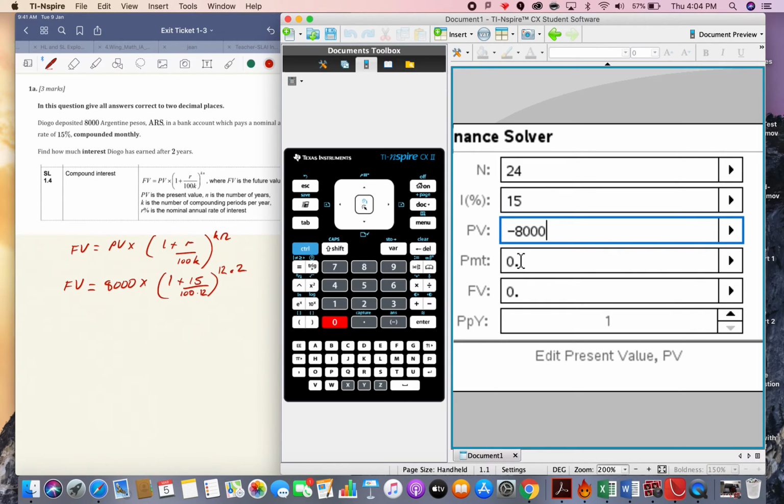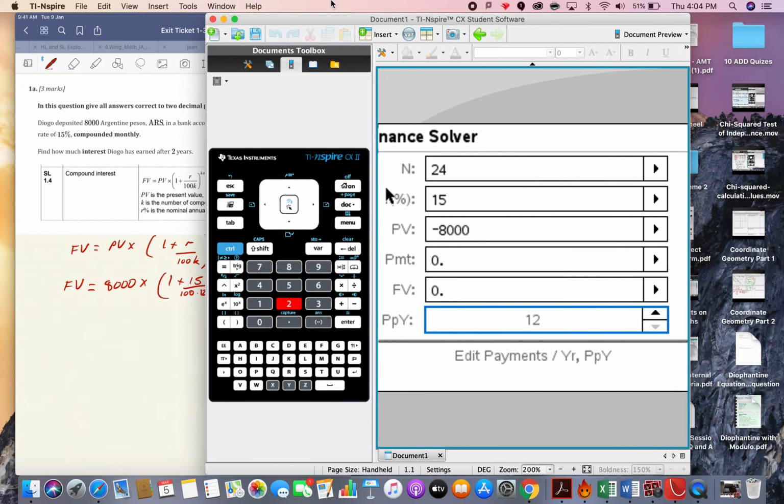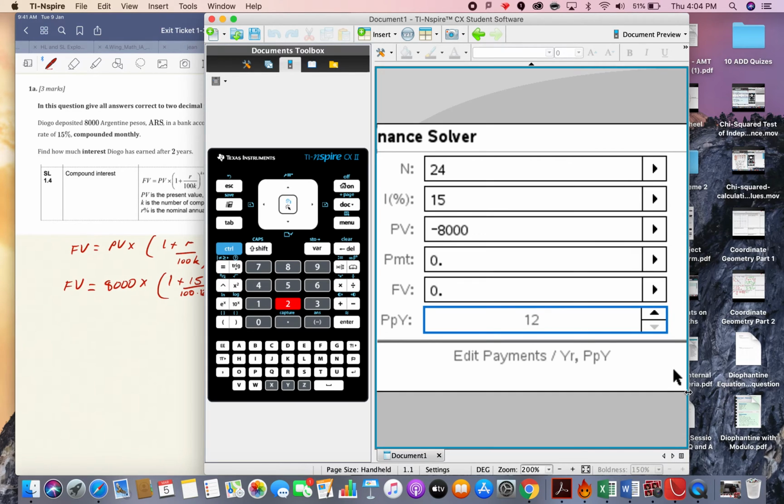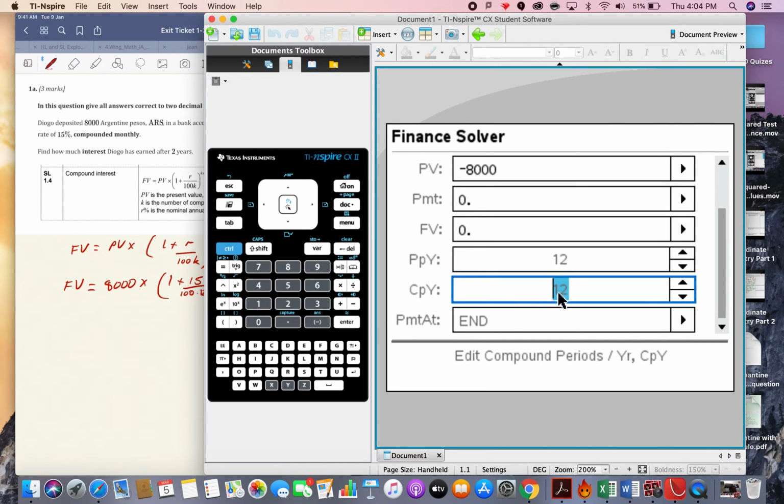PMT is, well, we're not actually adding anything extra on a monthly basis, it's a one-off payment. Future value is what I want to try and work out. The payments per year here is 12 because that's the compounding period, so 12. Oh, the calculator's gone a bit crazy. And then let's have a look at the last little bit here. The compounding periods per year is 12. That should always match. And the payment's made at the end of each month. We're solving for final value, so just press return.